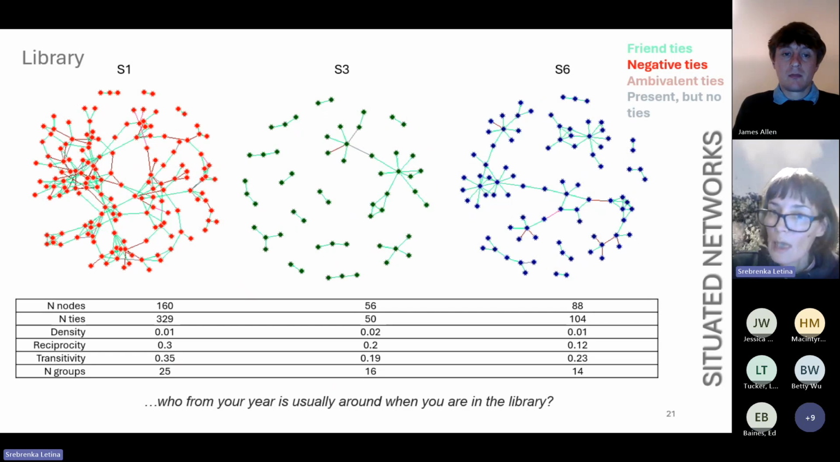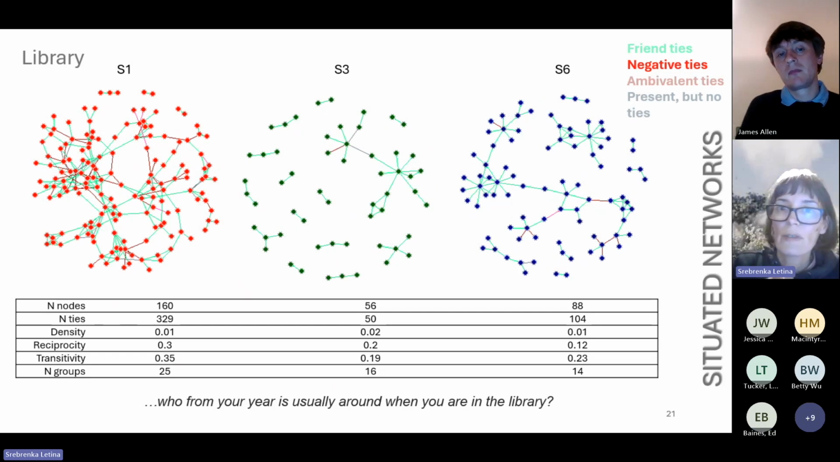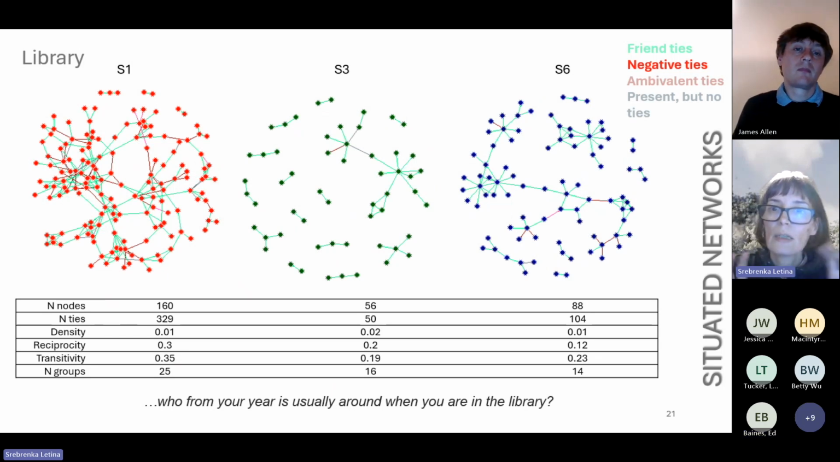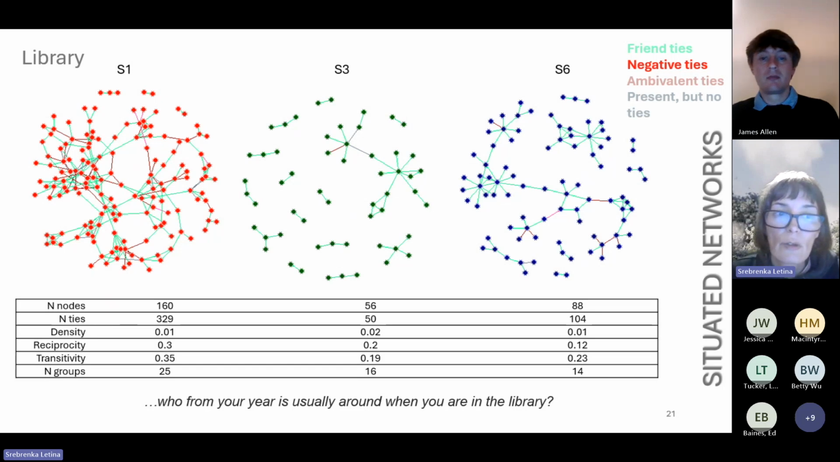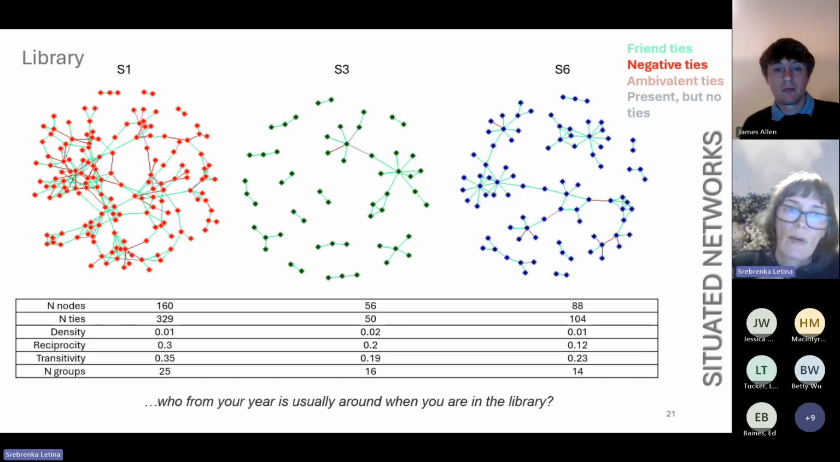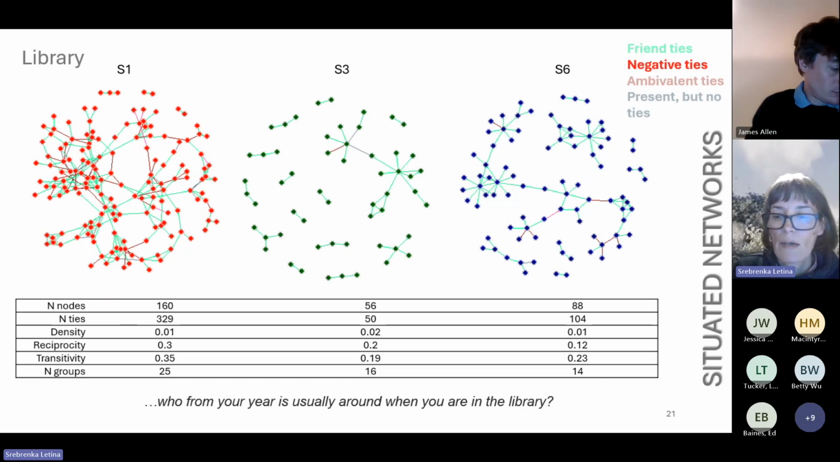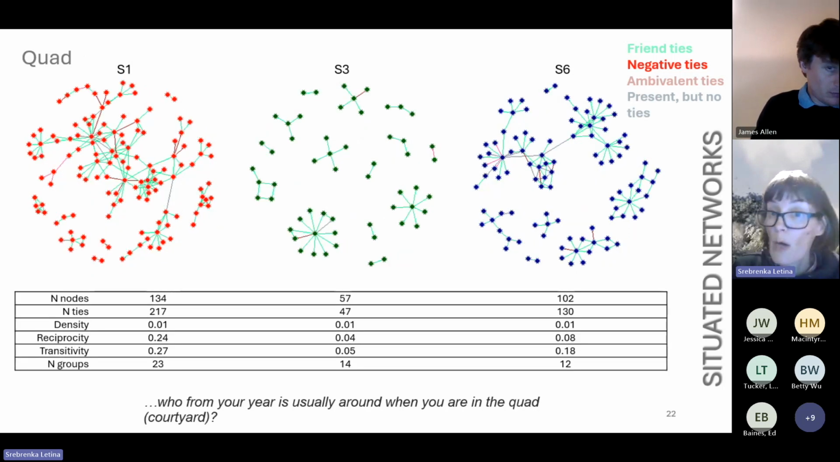But also we looked at the library. You can see that those networks now look a bit different. For school year 3 and school year 6, you can see that they are like smaller groups, not connected. Quite a different situation for school year 1. Now we can make hypotheses why that is so, but we will not go into that right now. We will instead show you the quad network. So who from your year is usually around when you are in the quad.